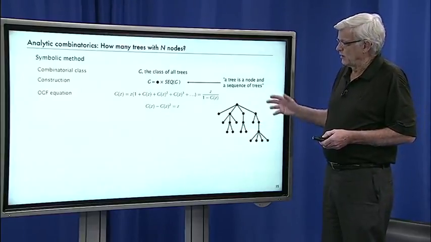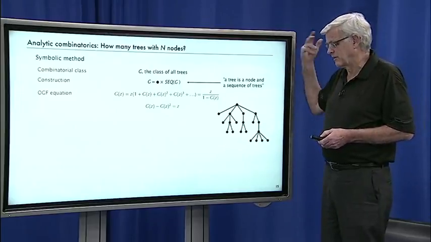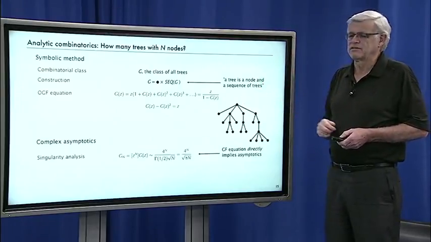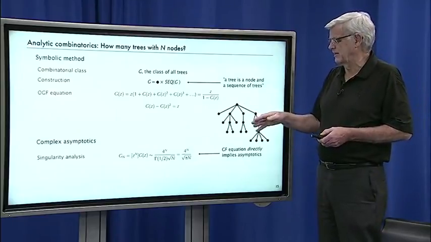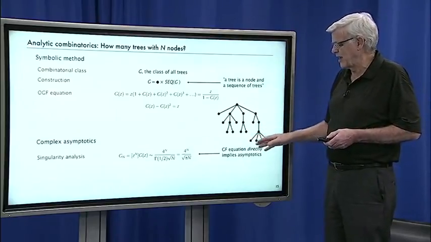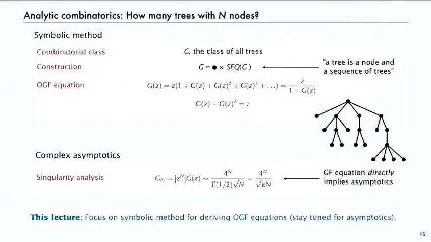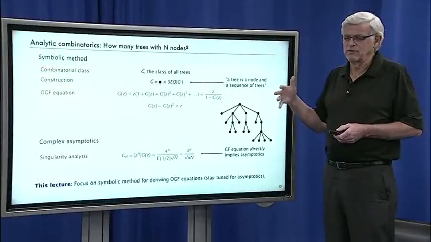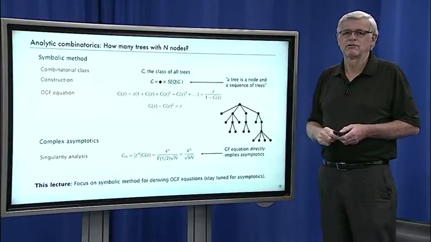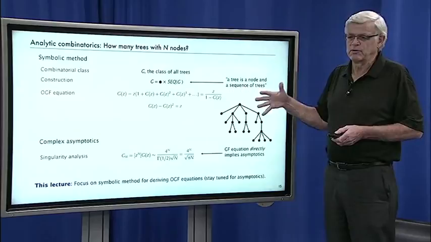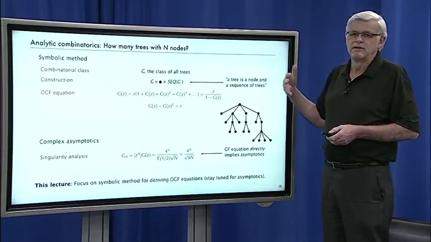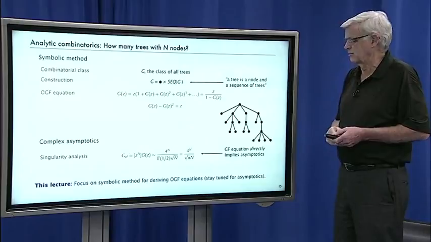And again, what we're going to learn to do in the second part of this course is to use complex analysis, in this case singularity analysis, to immediately extract the asymptotic result. So that's what we're going to talk about later. For this lecture, we're going to look at lots of examples where we just stop at the generating function equation. So that's our goal, is to use the symbolic method to derive generating function equations. That's what we're going to be talking about for the next couple of lectures. And then we'll go into how we get the asymptotic results out.